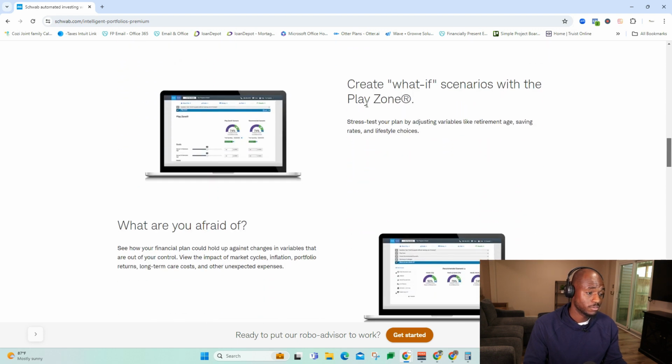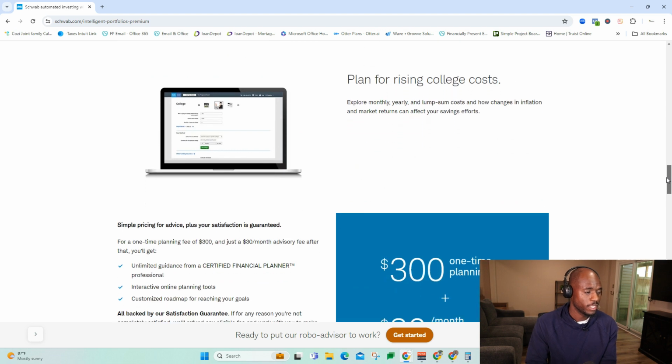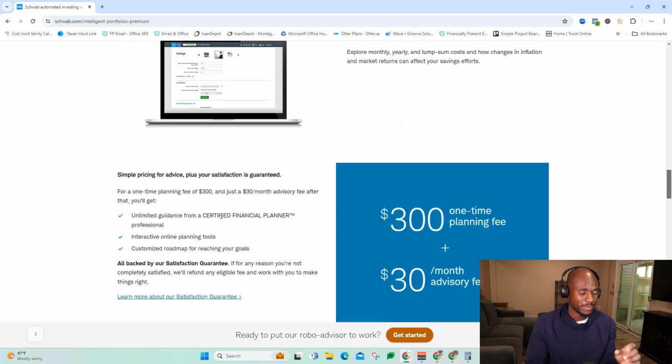And one feature that seems really good is the play zone. You can do what if scenarios, and I think that's important, and that's something that you wanna work with a financial professional on, or a CFP, because they can say, hey, well, based off of your retirement age, if you change it to this, then this is what happens. This is how you have to adjust your lifestyle choices, and I think that's important to consider. College costs you can plan for. So essentially having a CFP, especially in the beginning, is a very useful tool.